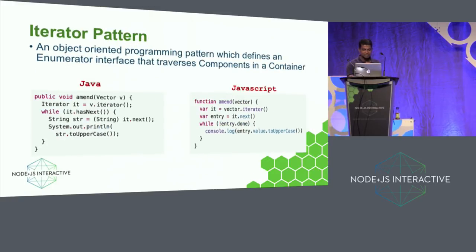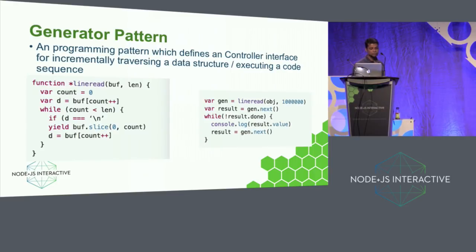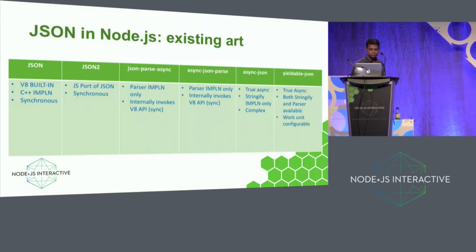So the iterator pattern, just for context, is an enumerator interface which traverses through the components in a container. Generator pattern is the one which we just talked about. It's a pattern in which you can incrementally traverse a data structure and customize the control flow within that particular data structure.